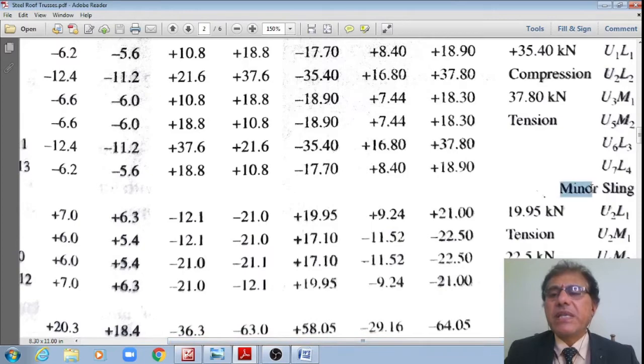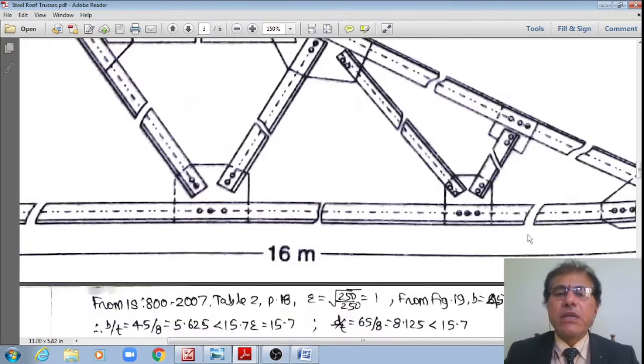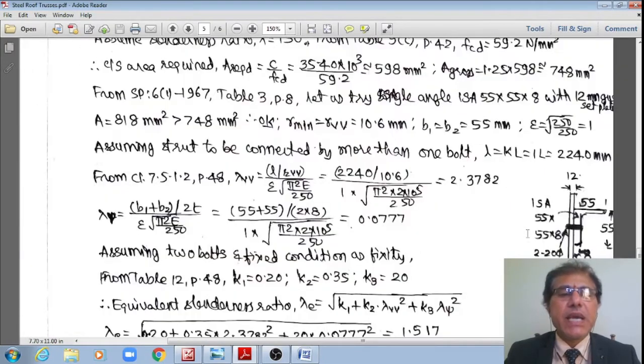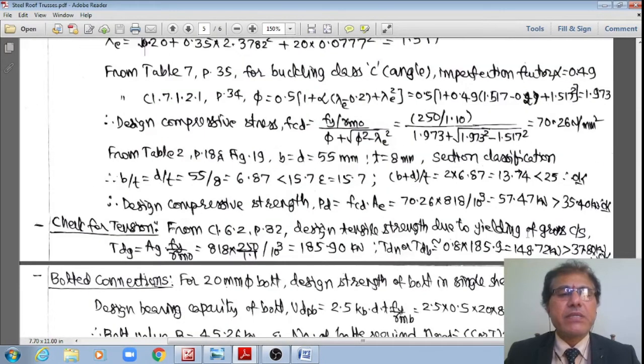Therefore, for minor sling, I have to have the maximum compression. If I examine this, where I do have negative maximum is here, 22.5 is my design compression force, as well as where I do have the maximum positive value, because that is tension. Here in member U2 L1 I have maximum tension 19.95. Therefore, these are my design forces. I am just recalling these design forces and I am initiating the design now.